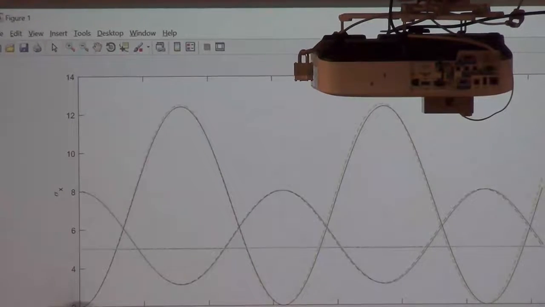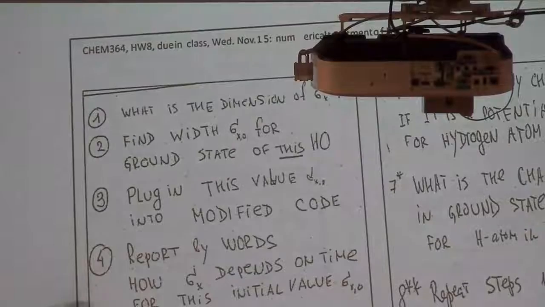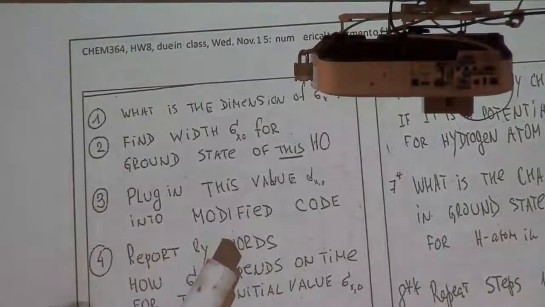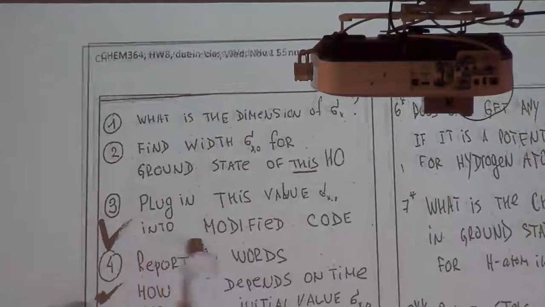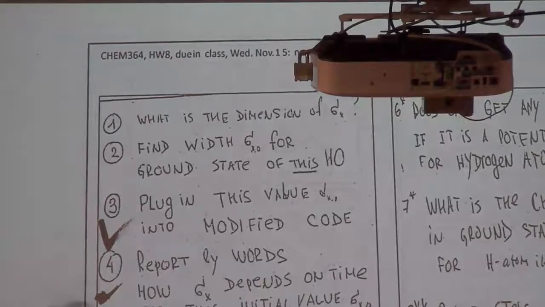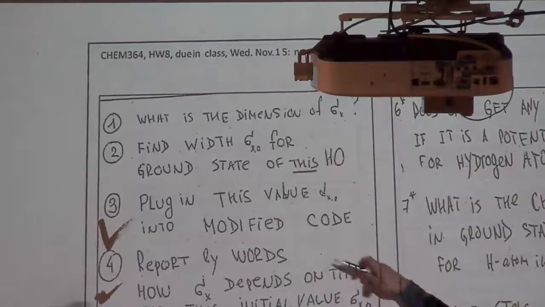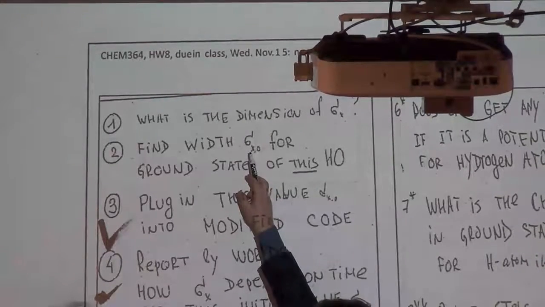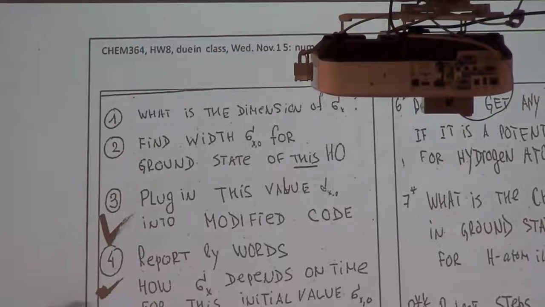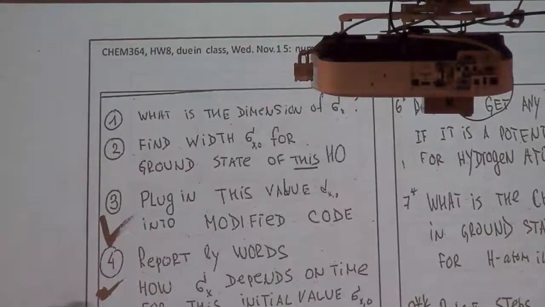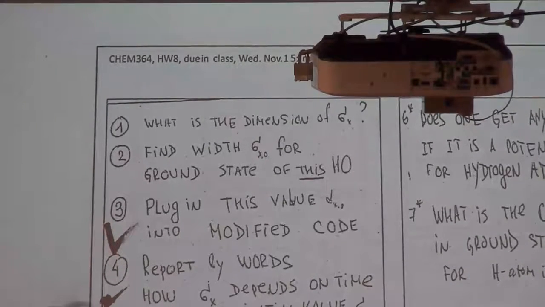Okay, let's look again at what is asked. This stuff. Plug in this value into the modified code. We did. Report by words how sigma x depends on time for this initial value. You'll be able to write it. It depends trivially, showing no dependence, constant. If you plug in this width, but when you are preparing your homeworks, probably you may want to give this little derivation of where it comes from. Report by words how width depends on time for larger and smaller initial values. It is what we did, right? Okay, and the rest are extra credit that you can get through yourself if you like to.